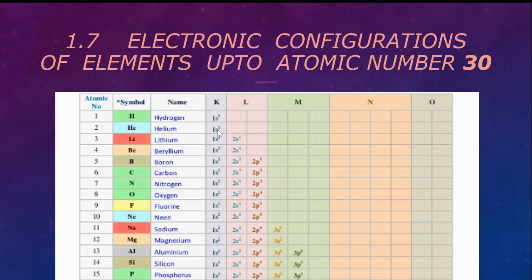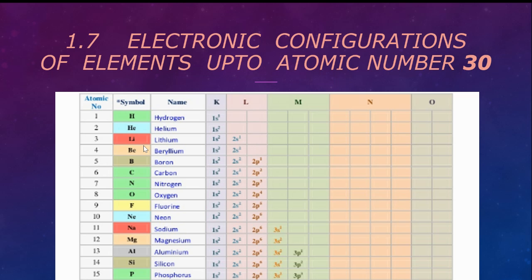1s2. So with this, 1s2 is filled up. Coming to the next element where the atomic number is more than 2, it will go to the next shell, that is the L shell. So from lithium it goes to the next shell. Here we should put 2s1 and then 2s2. Likewise we should write.